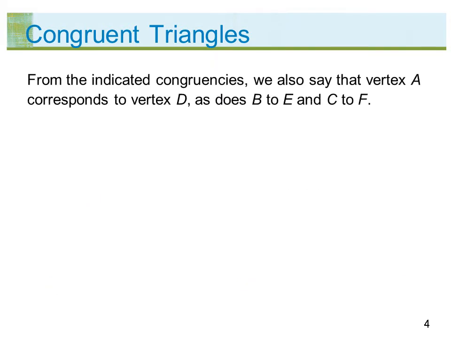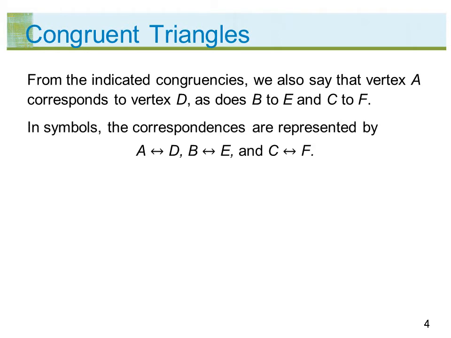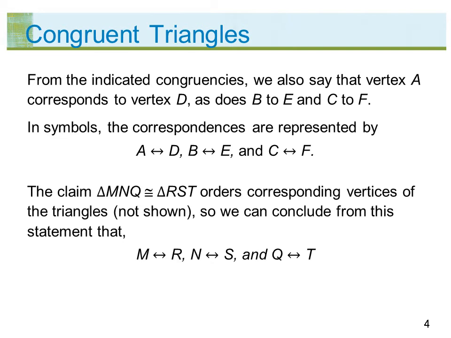From the indicated congruencies, we also say that vertex A corresponds to vertex D, as does B to E and C to F. In symbols, correspondences are represented by A double arrow D, B double arrow E, and C double arrow F. The claim triangle MNQ is congruent to triangle RST orders corresponding vertices of the triangles, not shown.